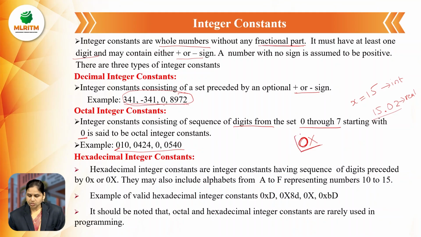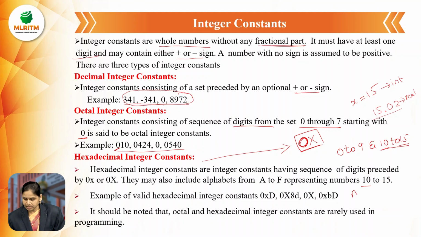When the number starts with 0x, these are called hexadecimal numbers. Hexadecimal numbers contain 0 to 9 and 10 to 15. On our keyboard, we don't have single symbols for 10, 11, 12, 13, 14, 15. So if we want to use 10 to 15 in hexadecimal numbers, A is represented as 10 and B is represented as 11, C 12, D 13, like that.